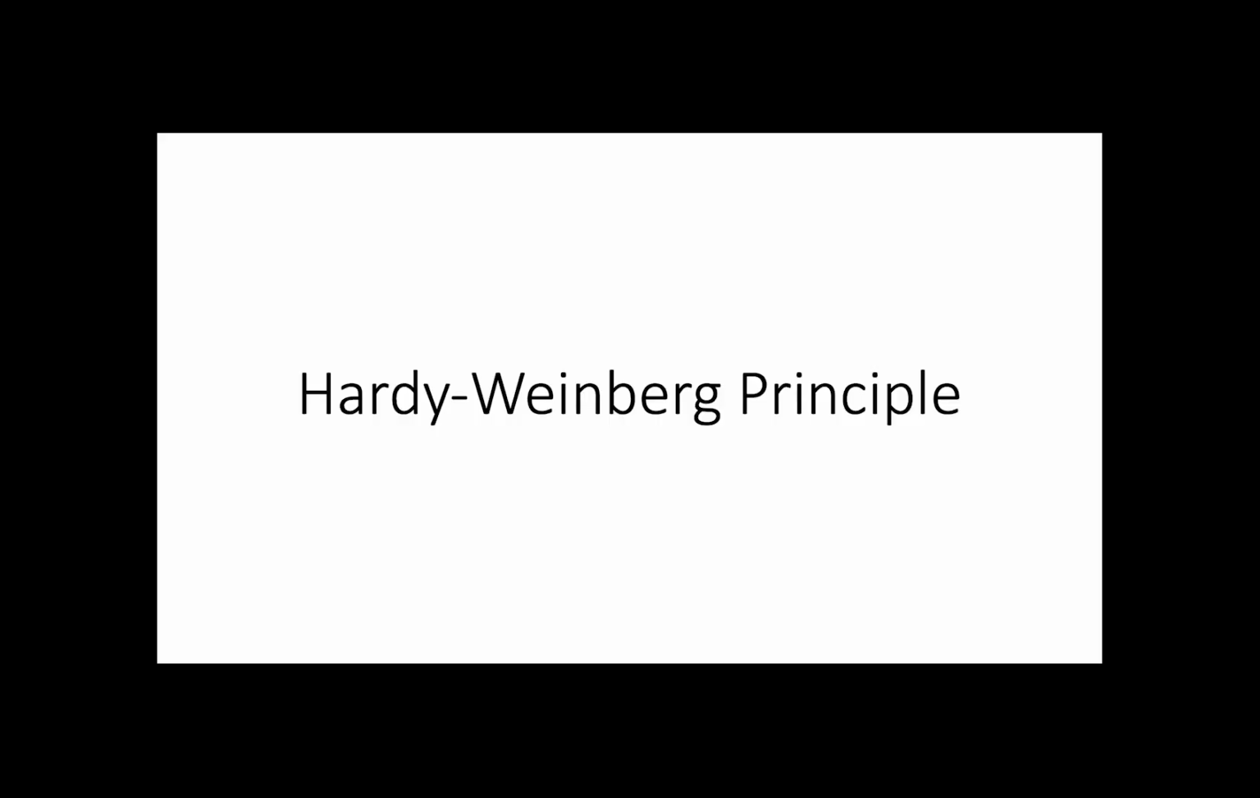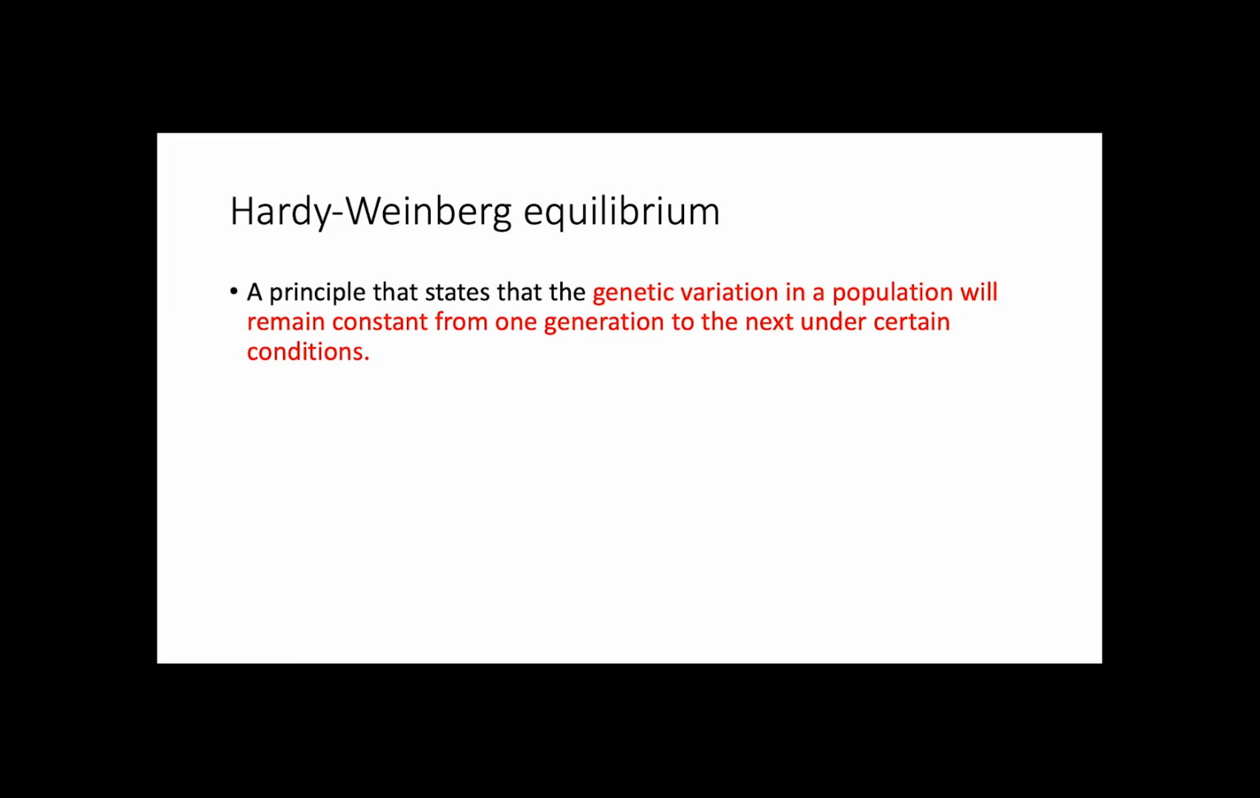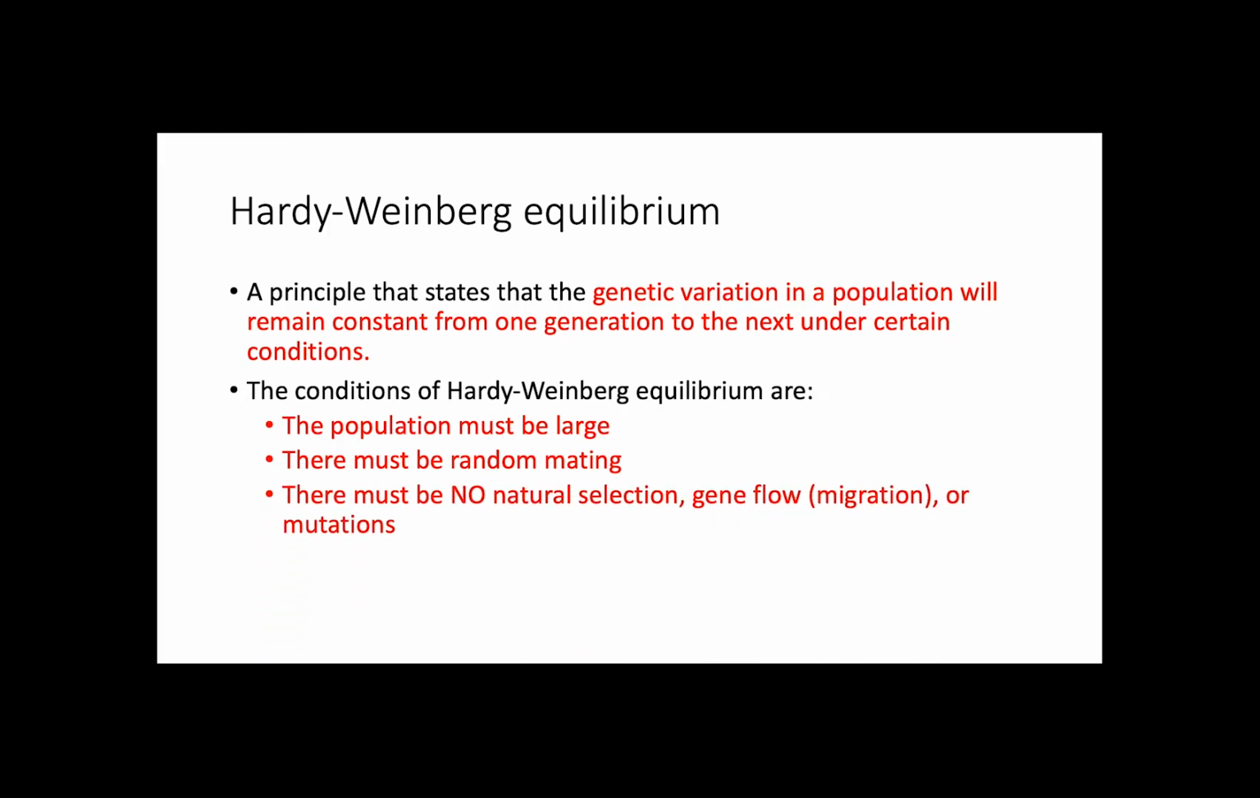This video will be about the Hardy-Weinberg principle. Hardy-Weinberg equilibrium is a principle that states that the genetic variation in a population will remain constant from one generation to the next under certain conditions. These conditions of Hardy-Weinberg equilibrium are: the population must be large, there must be random mating, and there must be no natural selection, gene flow, or mutations.